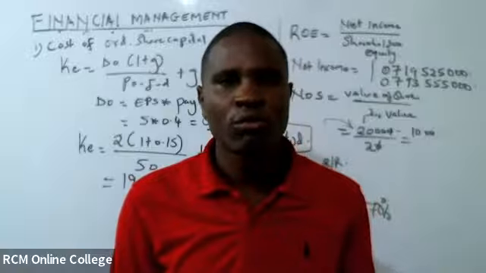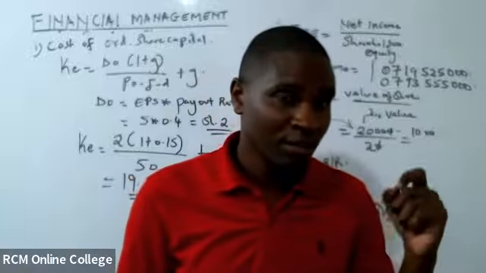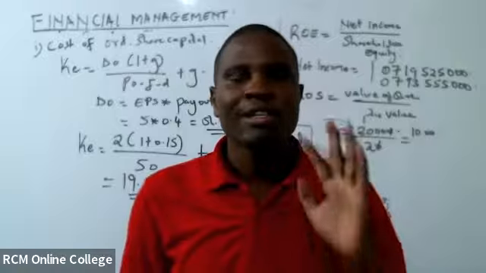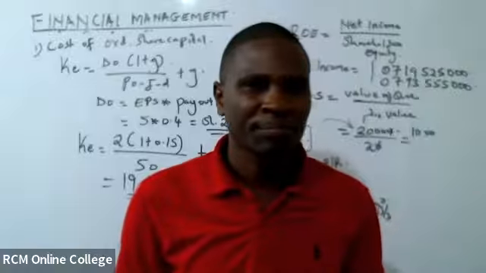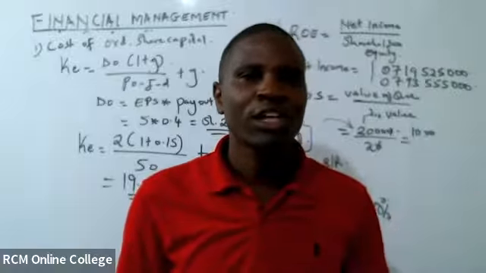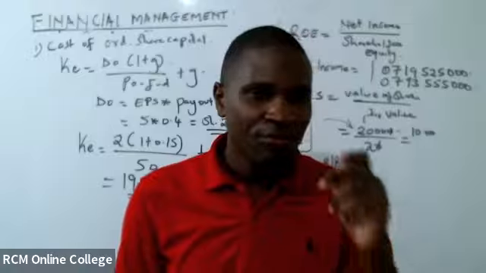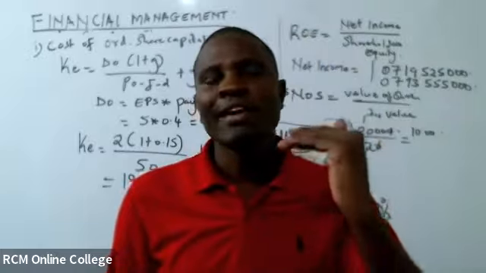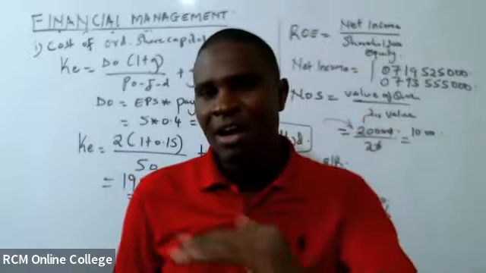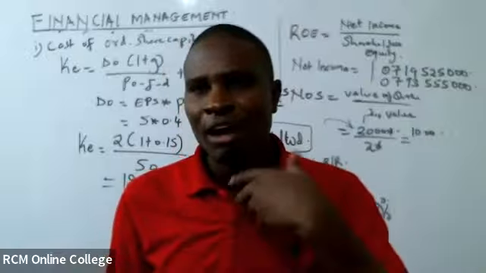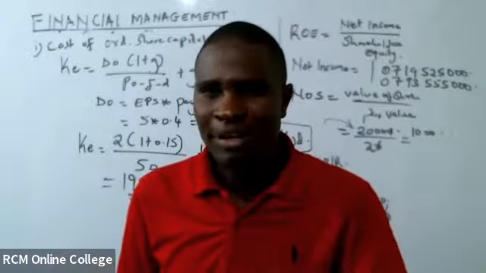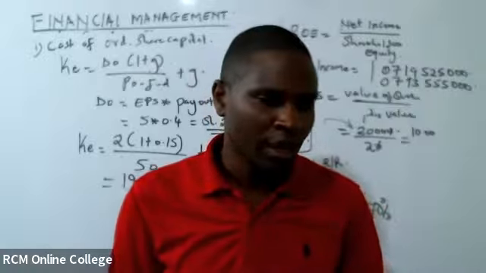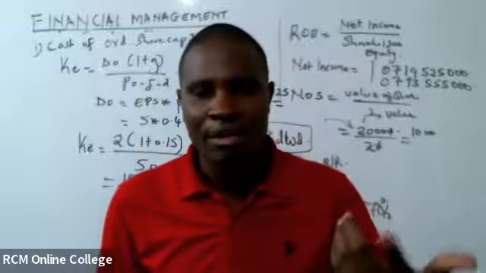For a redeemable debenture, the one that has a maturity period, we take the YTM, or yield to maturity, and you adjust that for tax. For the other one, the one that does not have a maturity period, we take the interest, divide it by the market price, and then you adjust for tax. Now, I want you to tell me, is our debenture in the given question redeemable or irredeemable?